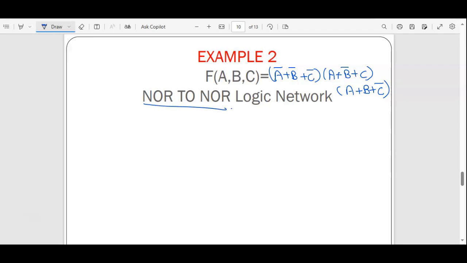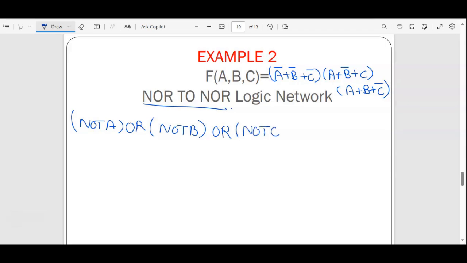So first you please write it down. It is A bar. So what you will write? You will write not of A, right? And then plus sign is there. So plus sign is for what? It is for OR, right? Plus sign is for OR. So you will write OR here. Then again not of B. Then you will write OR here.